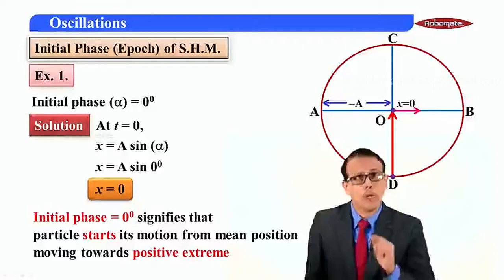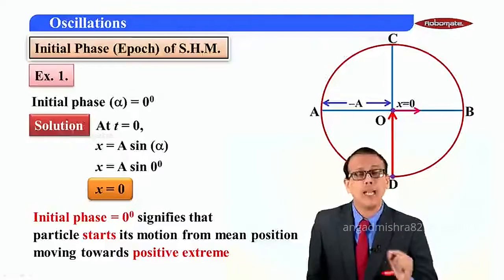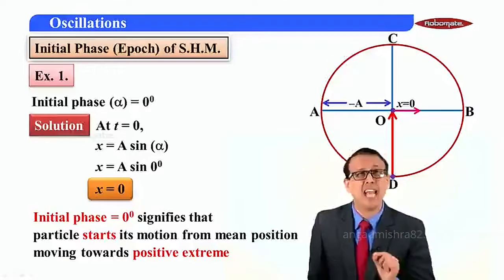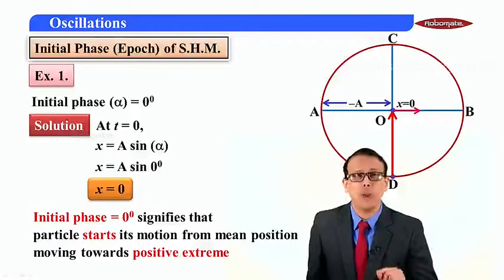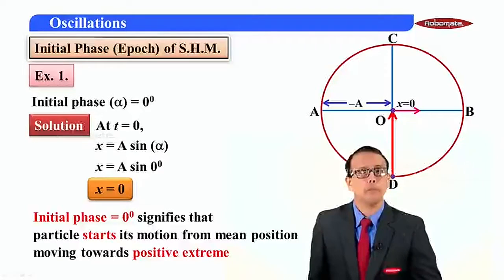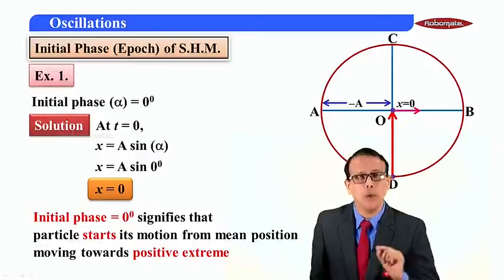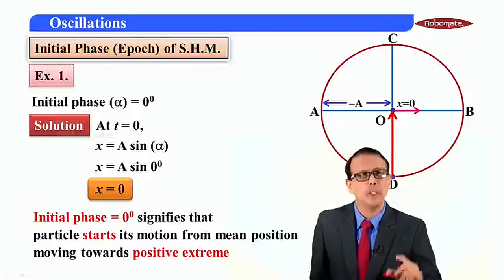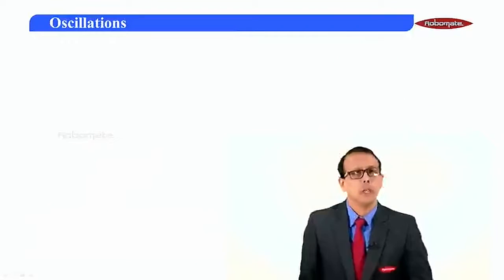Students, an important point to be noted here: when I say phase 0, at that time we had written particle is at mean position, but when initial phase 0, we'll always write starts its motion from mean position. The two terms are the same, mean position and moving towards positive extreme. The only difference is whenever phase, we'll write is at mean position, and whenever initial phase, starts its motion from mean position in this case.